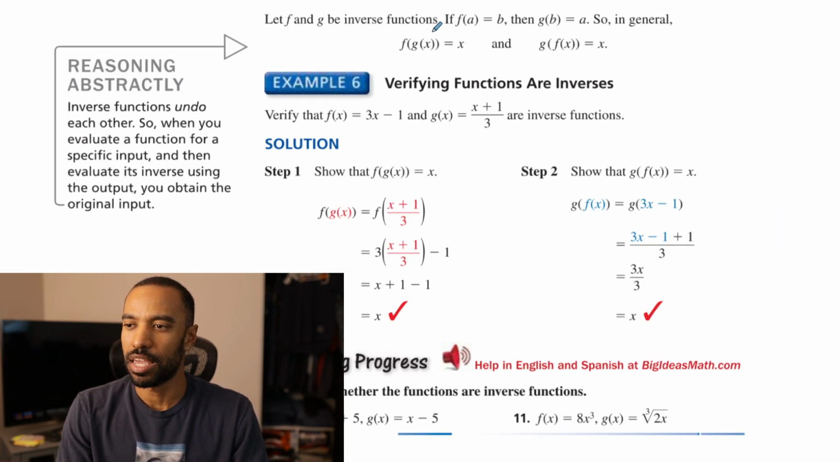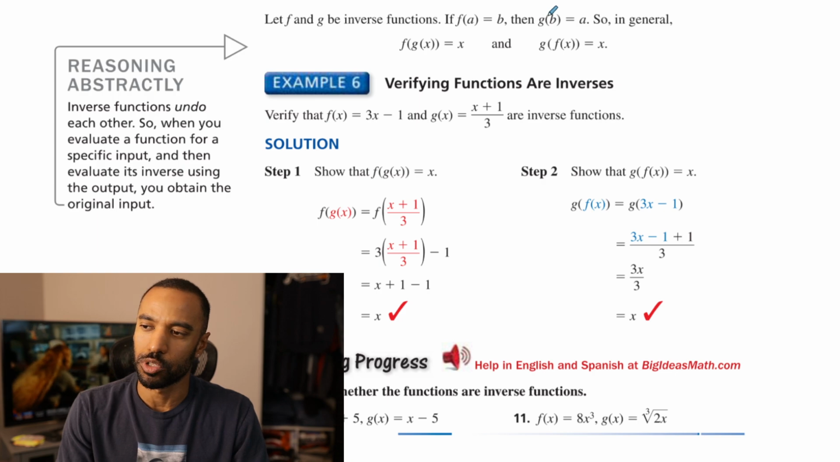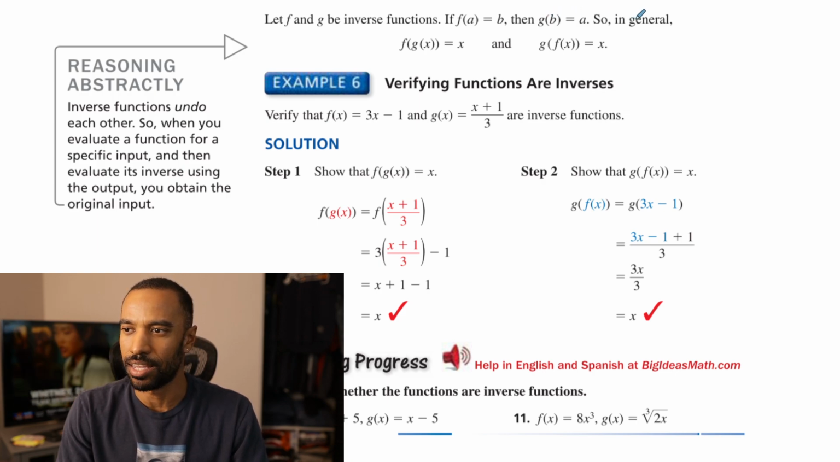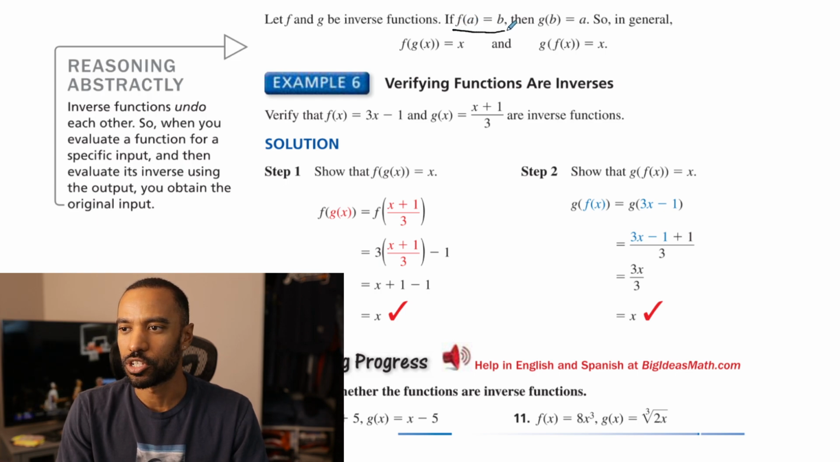Okay, let f and g be inverse functions. If f of a equals b, then g of b equals a. So for inverse functions here, it says if you put an input in here, you get an output. So put an output in the original, you get the input back out.